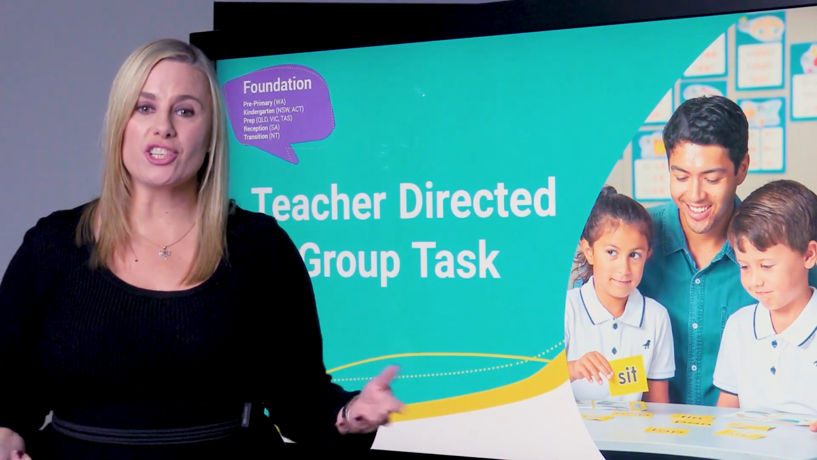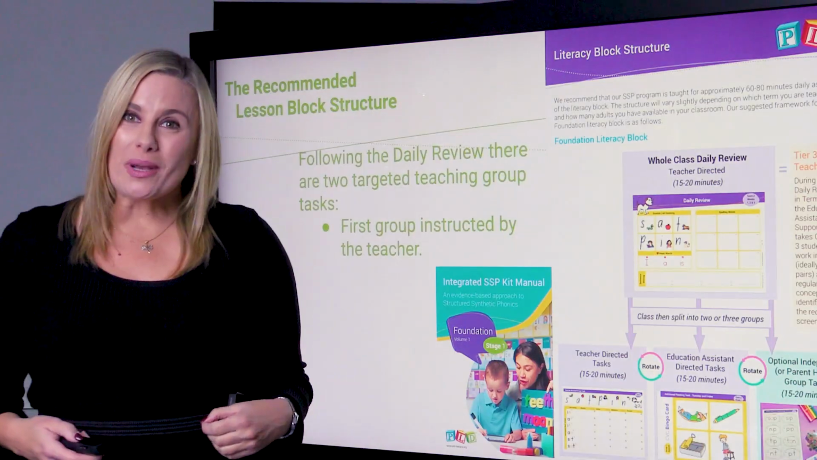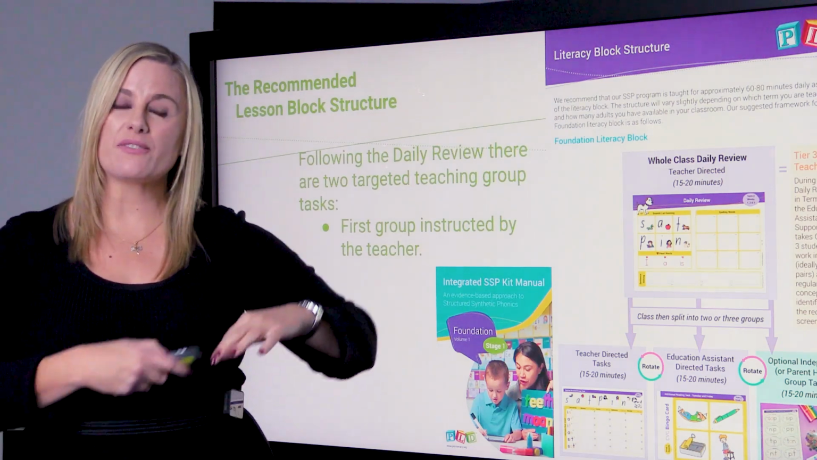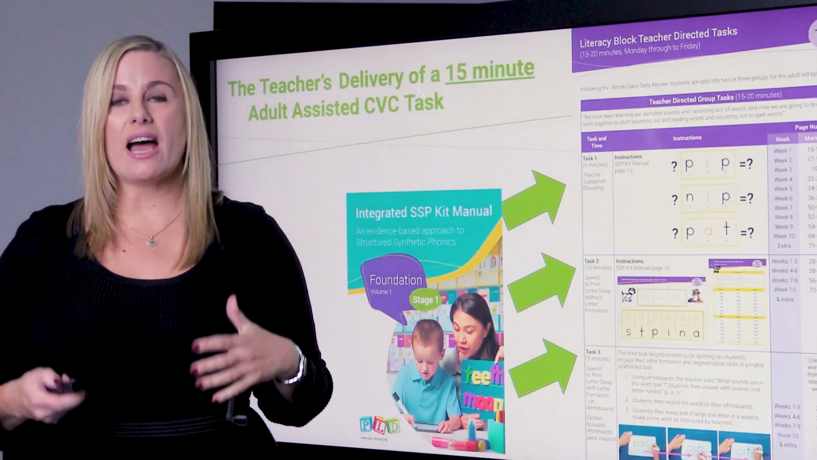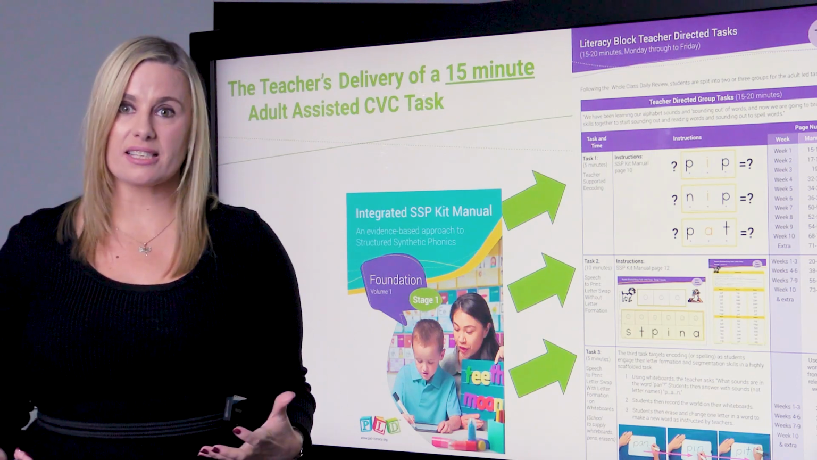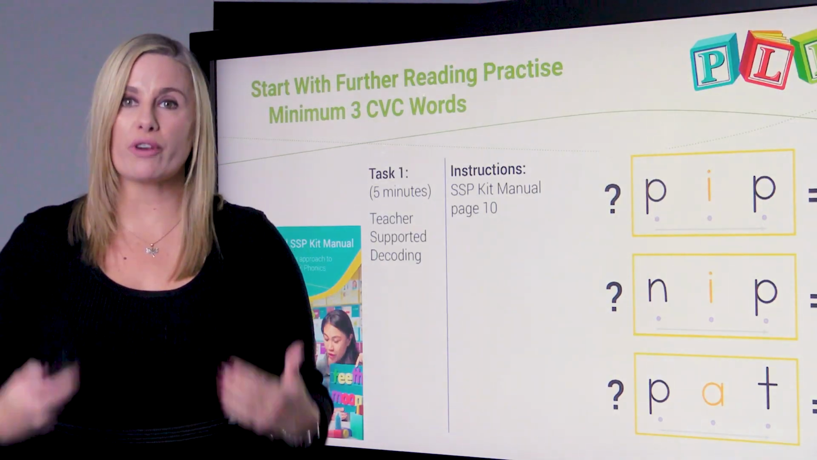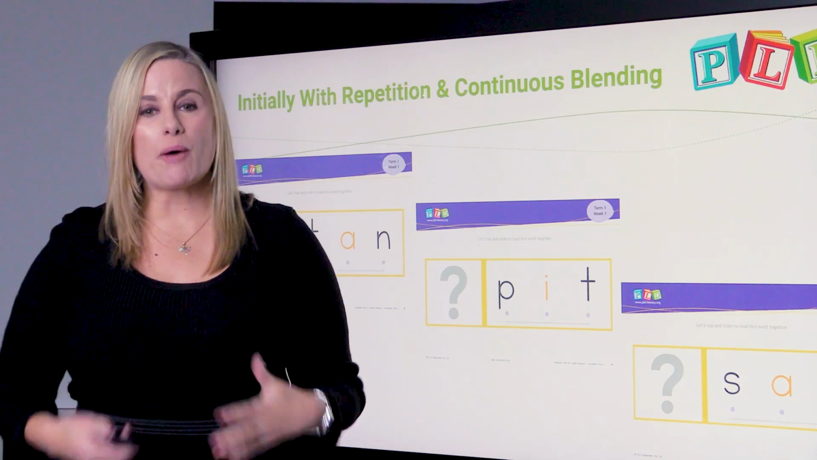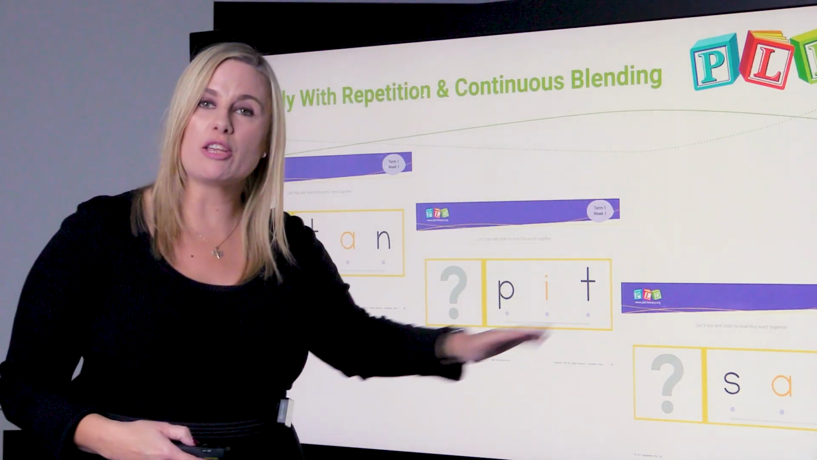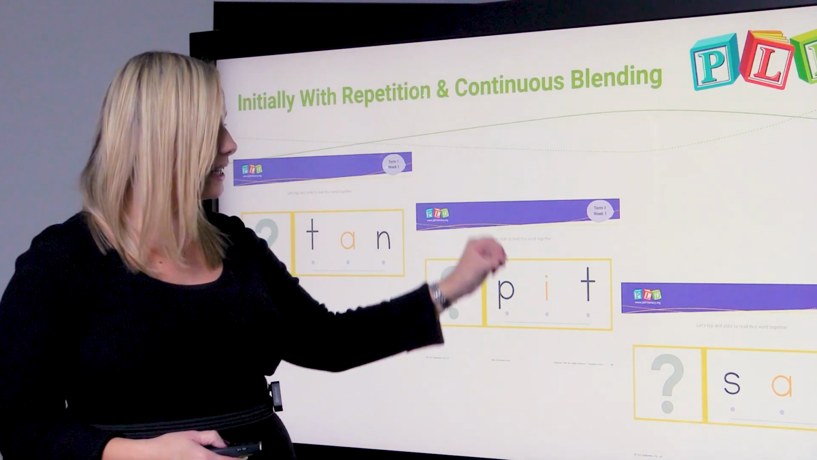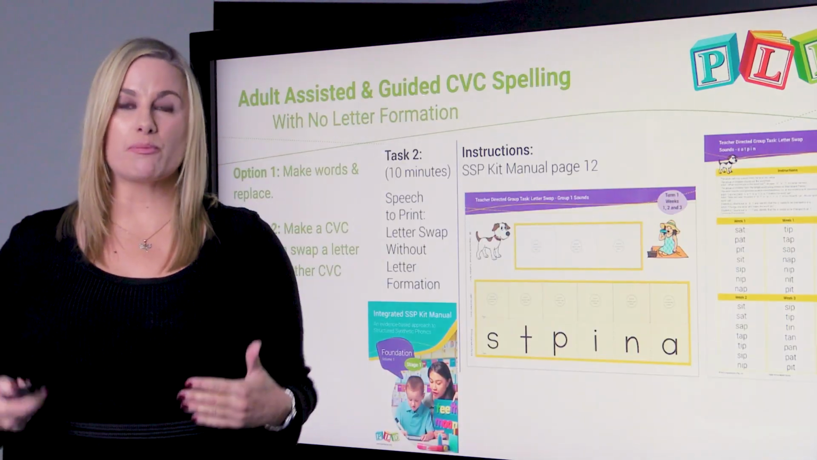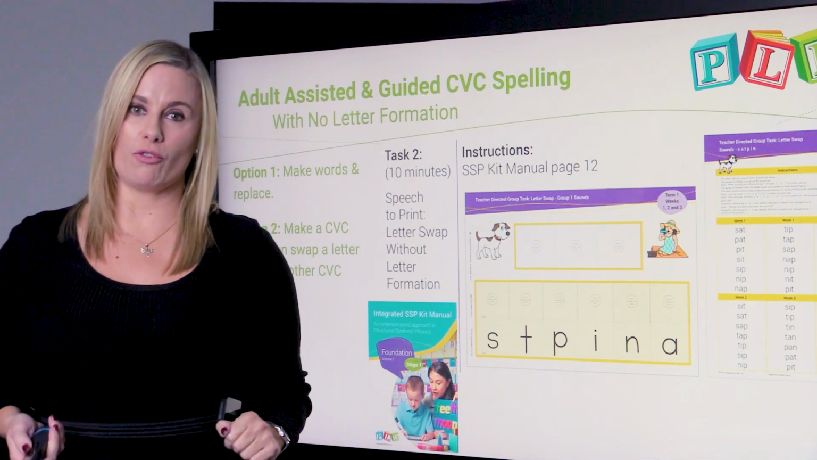Now we're moving to the teacher-directed group task. Following the daily review, there are 2 targeted teaching groups. The first one is facilitated by the teacher. Now, it is a 15-minute adult-assisted CVC task. We start with further reading practice. Initially, we start with lots and lots of repetition, lots and lots of continuous blending, then you may drop it down to discontinuous blending. We now move into the adult-assisted and guided CVC spelling activity without letter formation.